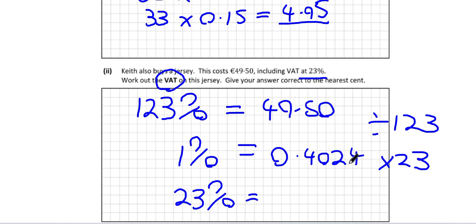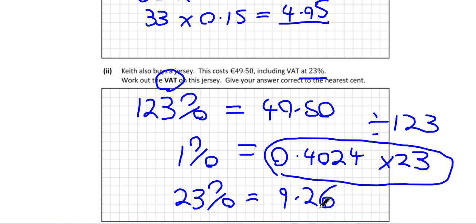0.4024 multiplied by 23. Yeah, 23. 9.24. So 9.26 rounded off. When you multiply this out, you get 9.25, but it gets rounded up. Okay. Now the next one.